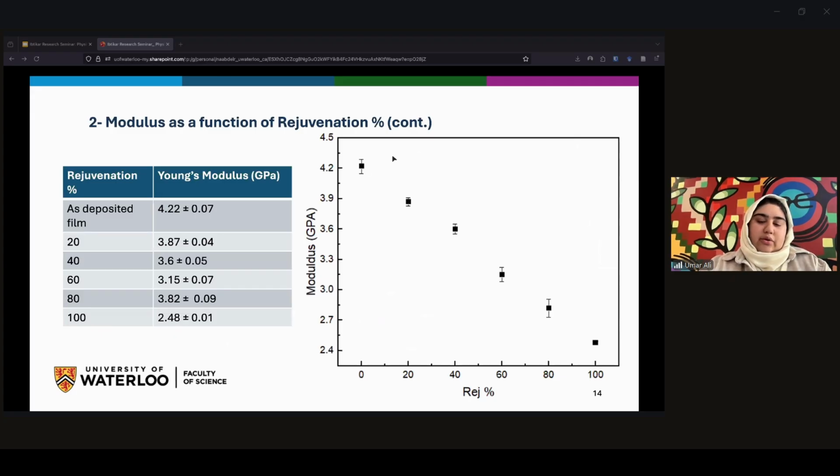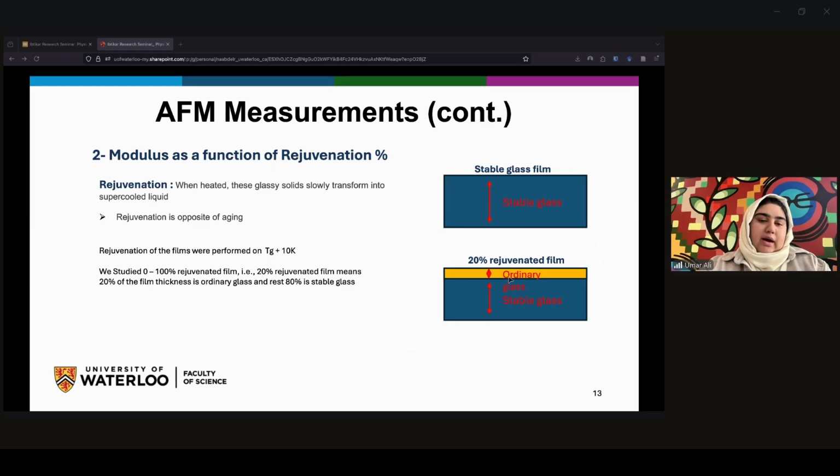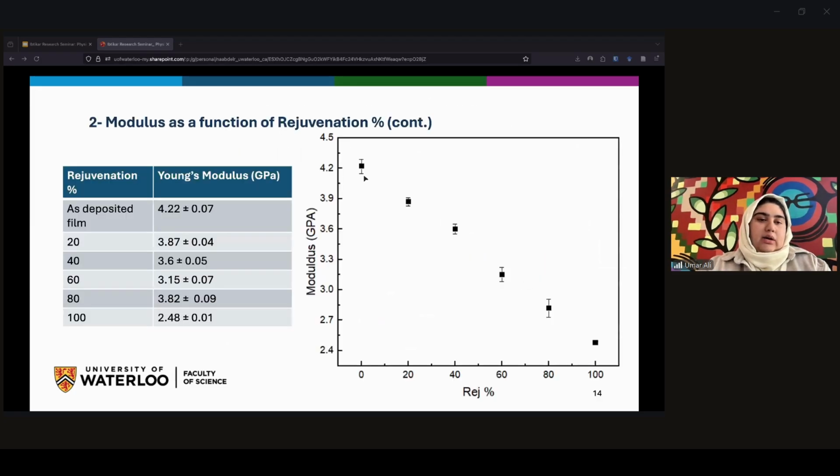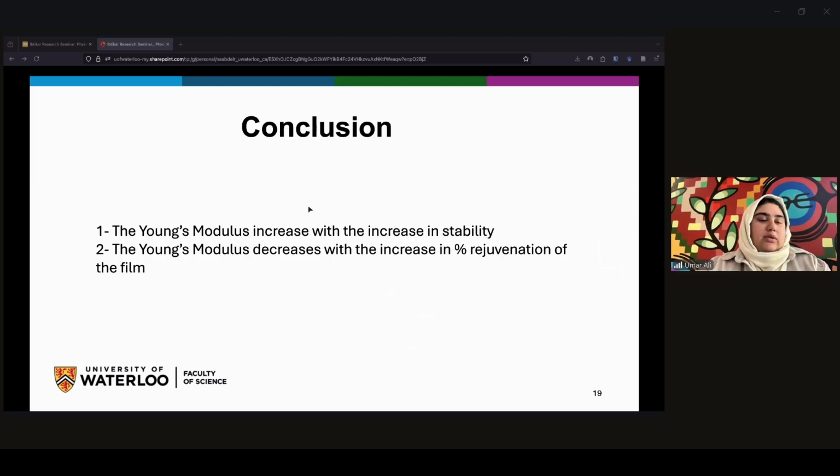when we are increasing the rejuvenated part or the ordinary part, the modulus of the film decreases. So when we increase the rejuvenation percentage of the film, the modulus of the film decreases. So in conclusion, we had formed stable glasses. We found that if we are increasing the stability, the modulus or elastic modulus of the film is increasing. While if we are increasing the rejuvenation percentage of the film, the modulus of the film decreases.